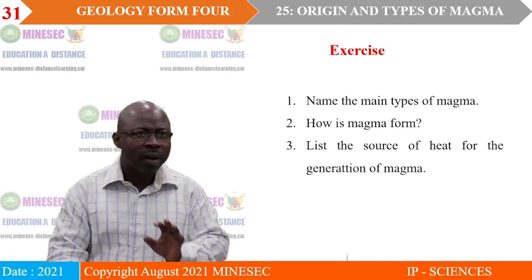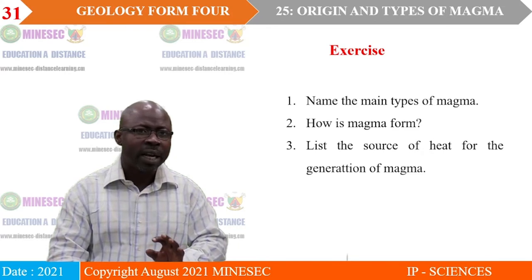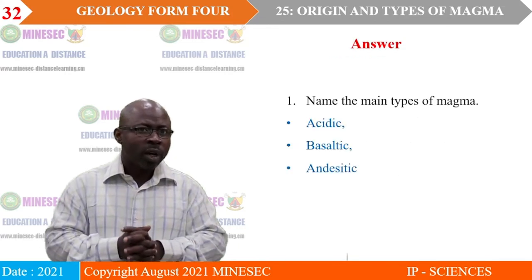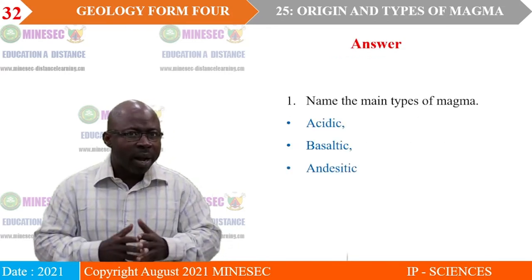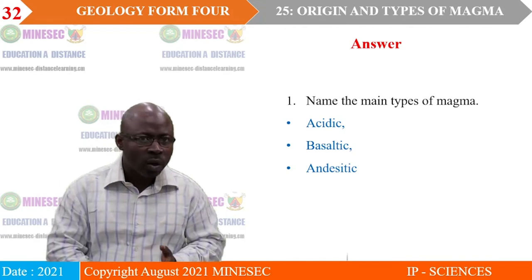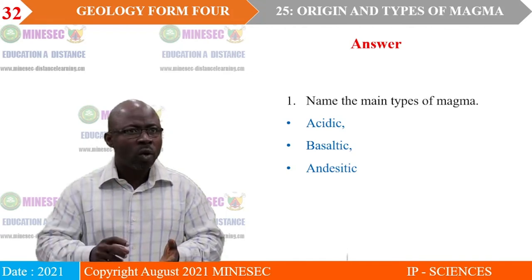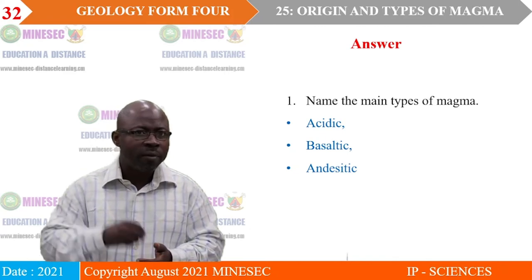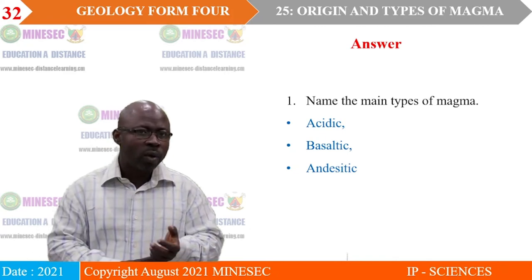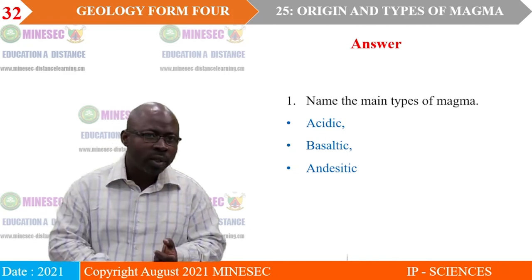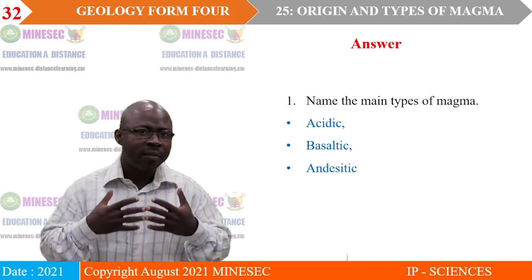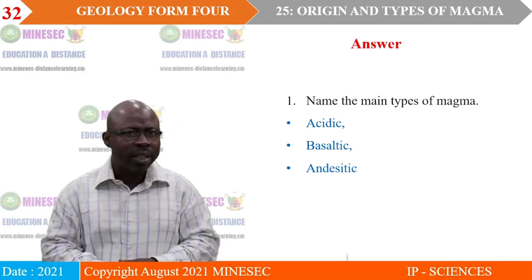Assuming we have had 20 seconds to reflect, let's see the answer. One, the three main types of magma include acidic, basaltic, and andesitic magma. Acidic, we can also call rhyolitic or felsic. Basaltic, we can also say mafic or basic. And then we have andesitic or intermediate magma.